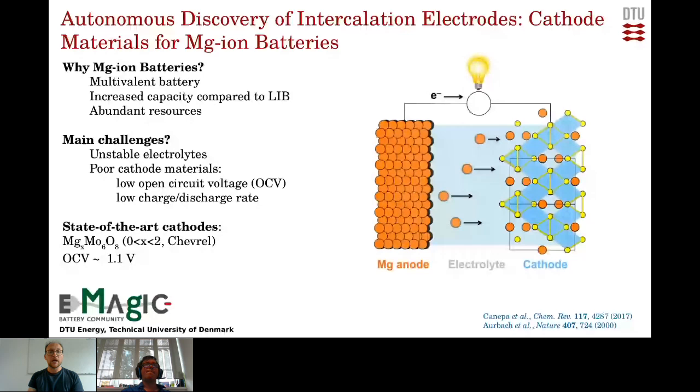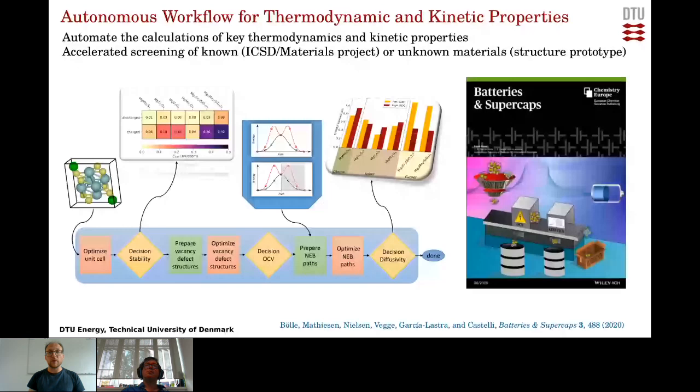The state of the art for this kind of battery is the so-called Chevrel phase, magnesium molybdenum oxide, that has an open circuit voltage of around 1.1. And this is significantly less compared to what we have with lithium batteries. So what we wanted to do here was to try to design a workflow to make the discovery of this kind of intercalation electrodes autonomous and actually accelerated. And this is what we have done here. In this case, it's one of the first workflows where you combine thermodynamic and kinetic properties all together.